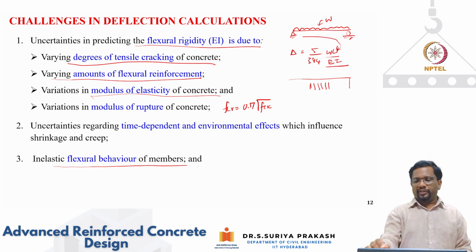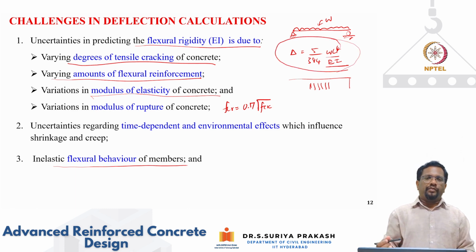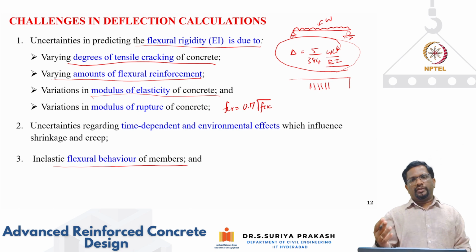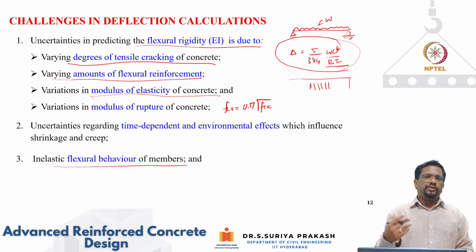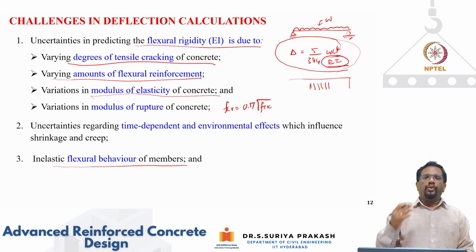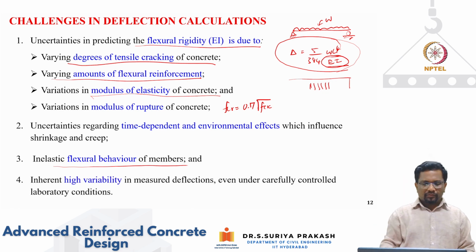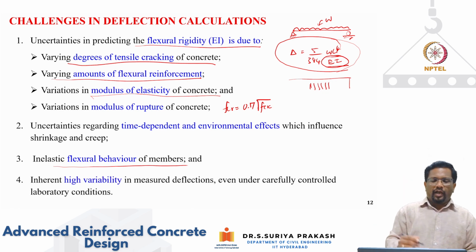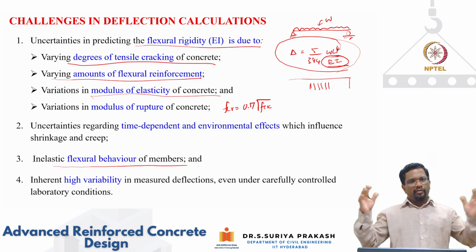So this equation, whatever we have learned in structural analysis, is actually valid for when the system is elastic. Ideally, when the system is an uncracked reinforced concrete beam, then only we can use this equation in the strict sense. Otherwise, this EI is going to keep changing depending upon the amount of load that you have applied. Second is, the deflection itself is a member level property.